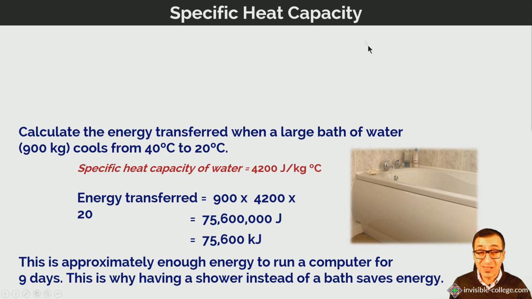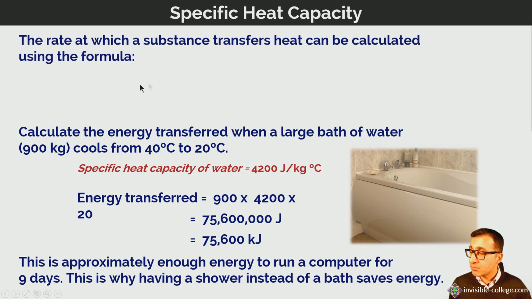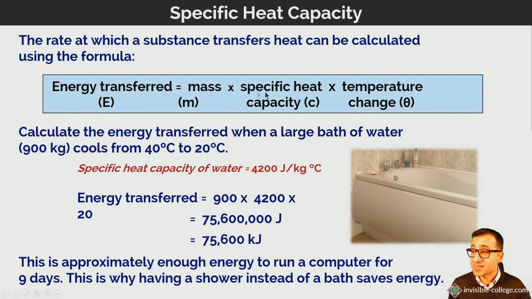So again, we've just used this formula. The energy transferred is the mass times the specific heat capacity times the temperature change. Now, if we knew how long it took, we could simply divide this energy transfer by the time taken, and this would give us the rate of heat energy transfer in watts.